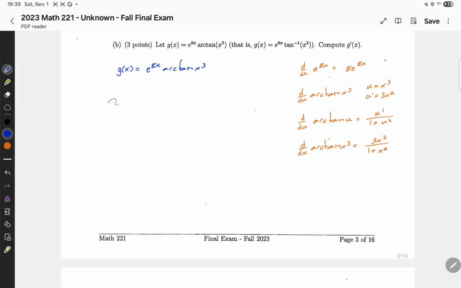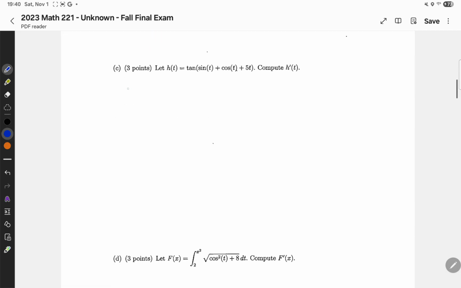So now let's go back to g. So g prime of x, we're going to be using product rule here, is we'll take the derivative of the first, which is going to be our 8e to the 8x, times the second, arctan of x cubed, plus the derivative of the second, which is going to be 3x squared over 1 plus x to the 6th, times the first, e to the 8x, just like that. And that is going to be our final answer.